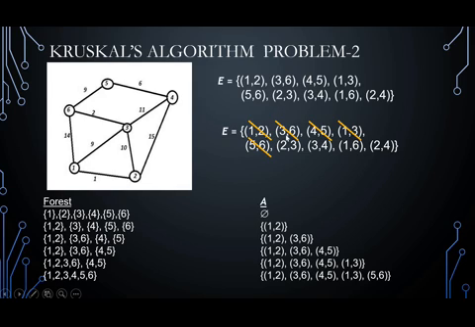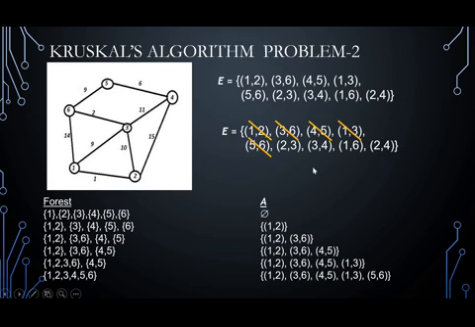Then pick the second edge 3, 6. So 3, 6 both are in different sets. So add it onto the edge list. So 1, 2 is one edge. 3, 6 is another edge in the solution tree. Now merge the sets 3 and 6. So I get 1, 2 as one set, 3, 6 as another set, 4 and 5 as separate sets individually.